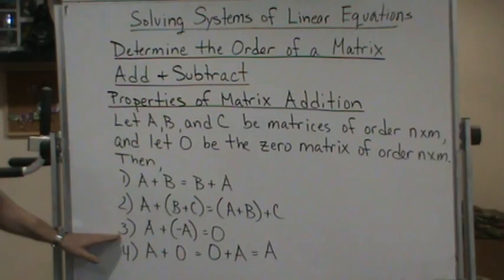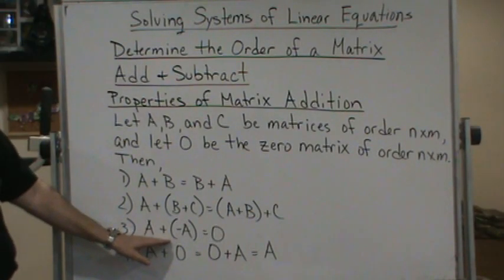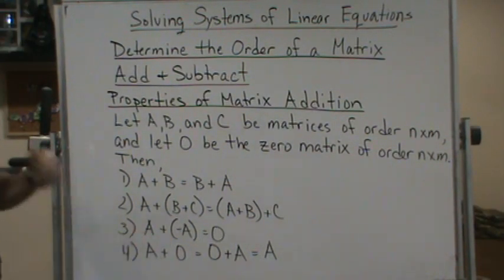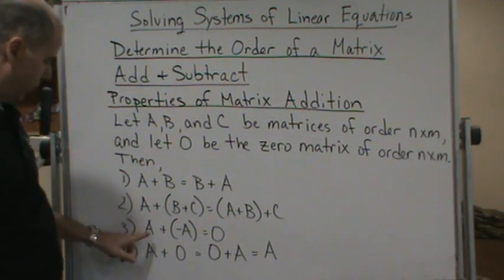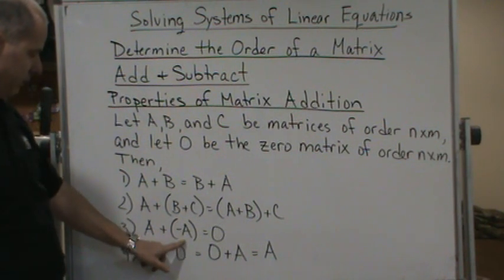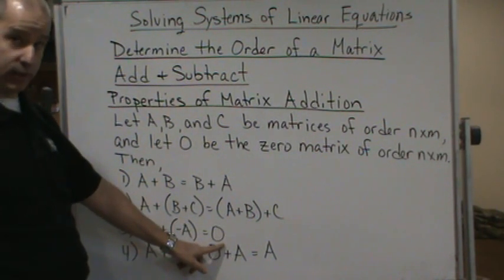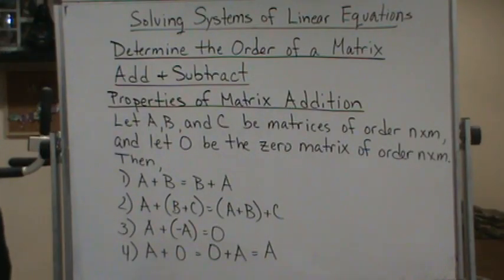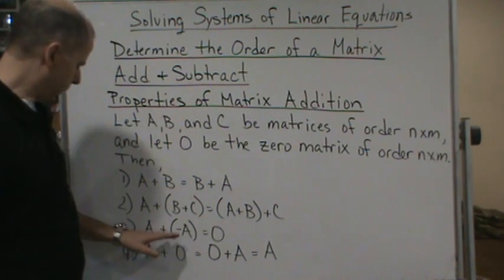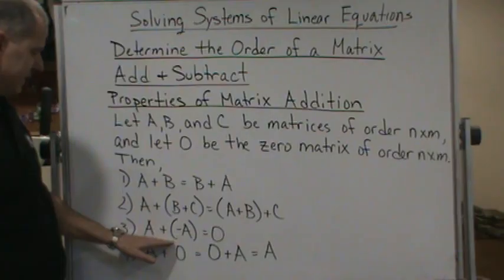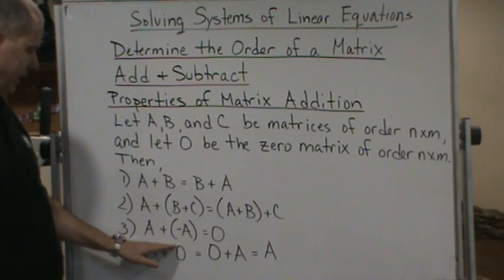Okay? Three is the identity property for matrix addition. That's what I mentioned in the last video. A plus the opposite of A is going to give you the zero matrix, right? Okay? And then the fourth property is the identity property. Or excuse me, did I say... Yeah, I think I misspoke. Here, number three, this is the inverse property. I think I said identity by mistake.